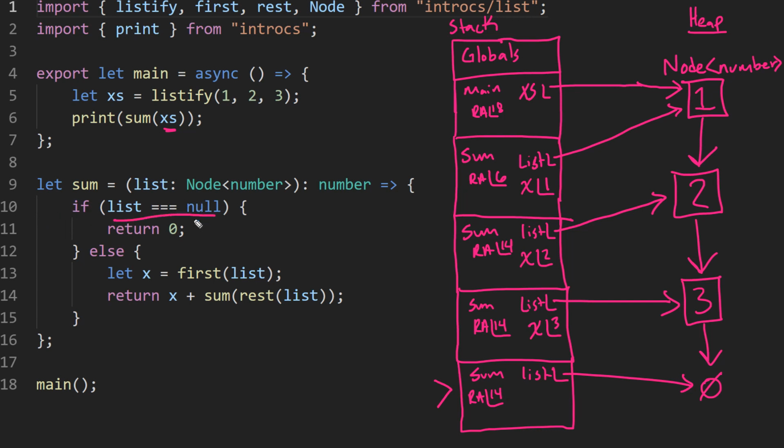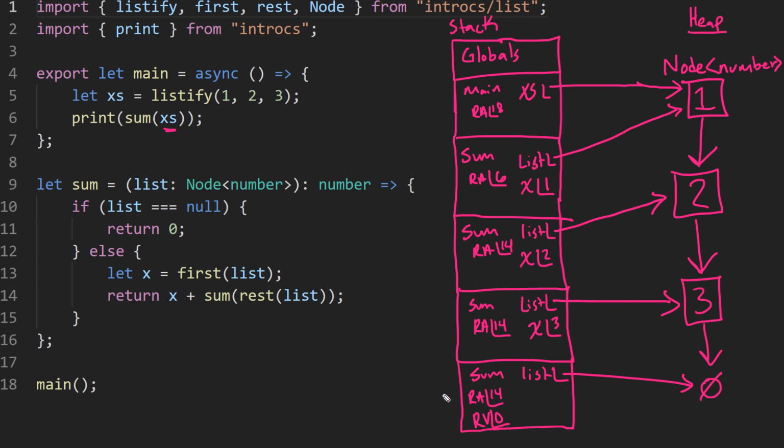And now we reach our base case, right? So this is our base case because inside of this then block, there's no recursive call to sum, right? So when list is equal to null, in this case, that's true because list now refers to null. What we're going to do is return 0, right?